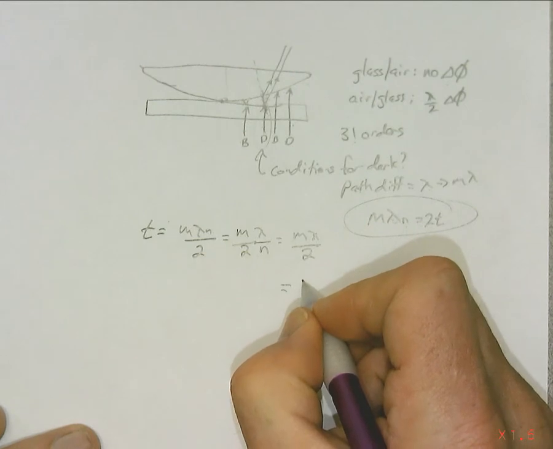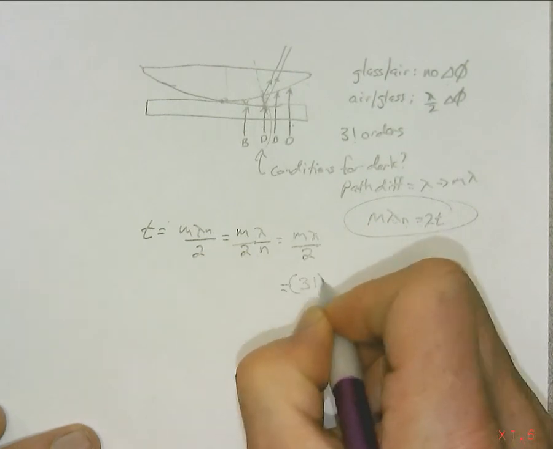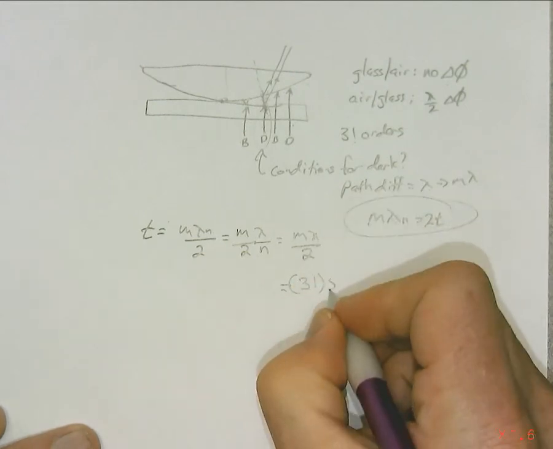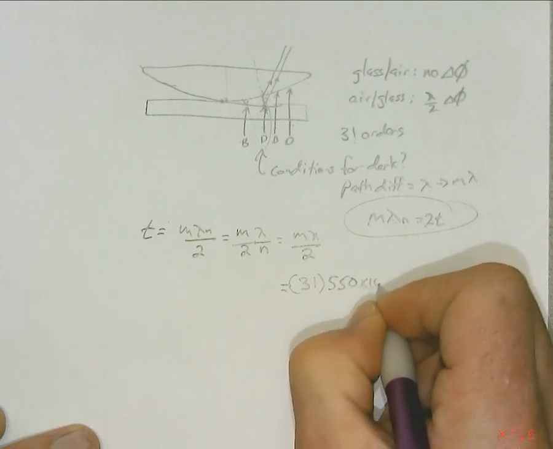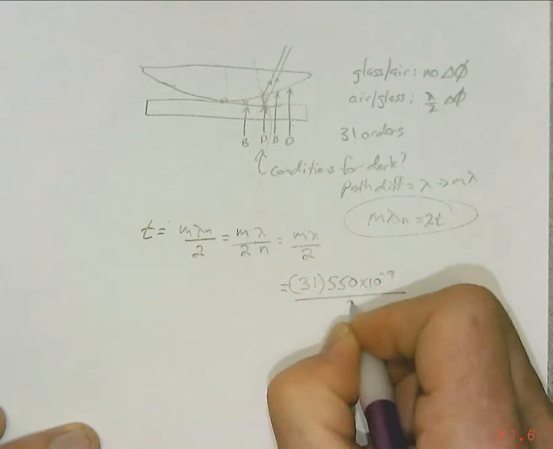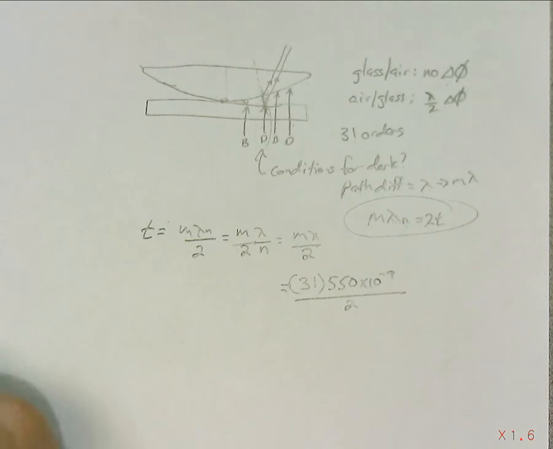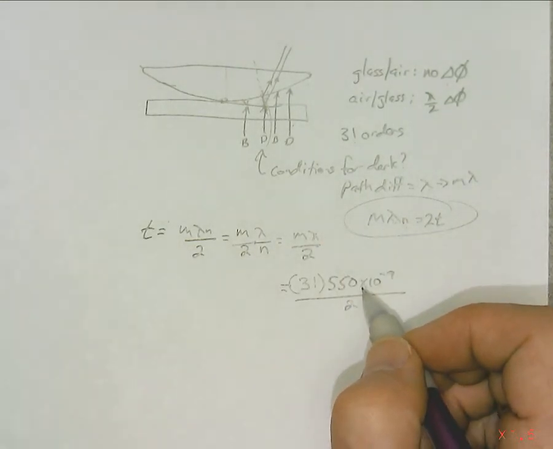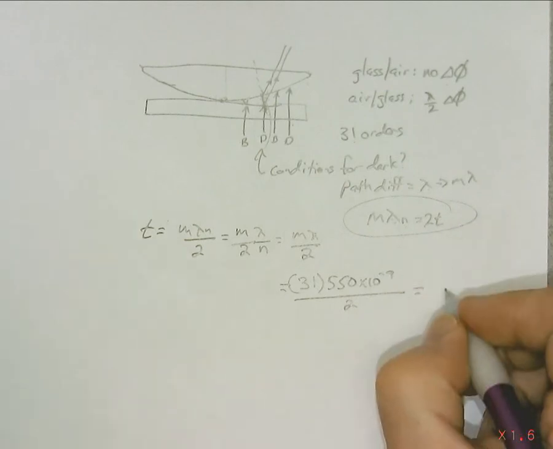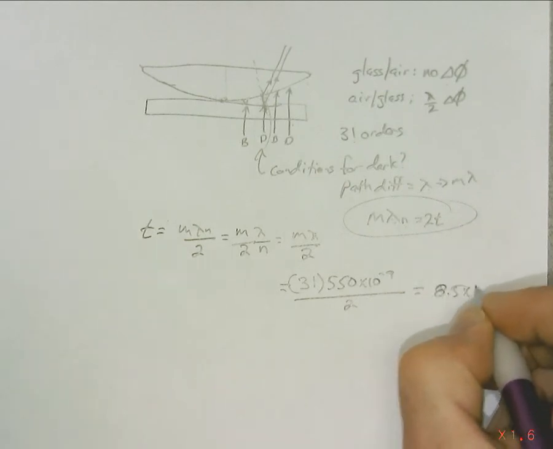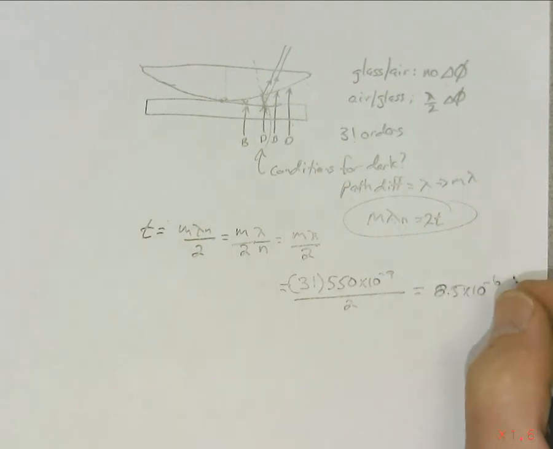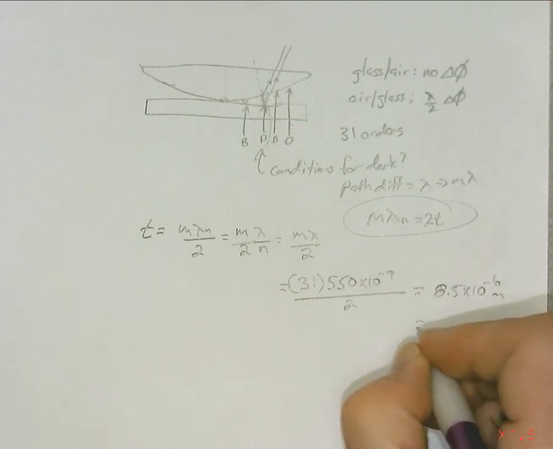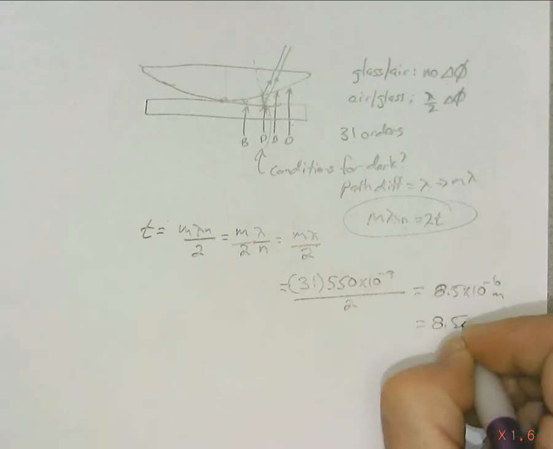So m, worst case, is 31. The wavelength is 550 nanometers, so times 10 to the negative 9, and divided by 2. 550 times 10 to the negative 9 times 31 divided by 2 is equal to 8.5 times 10 to the minus 6 meters, which of course is 8.5 micrometers.